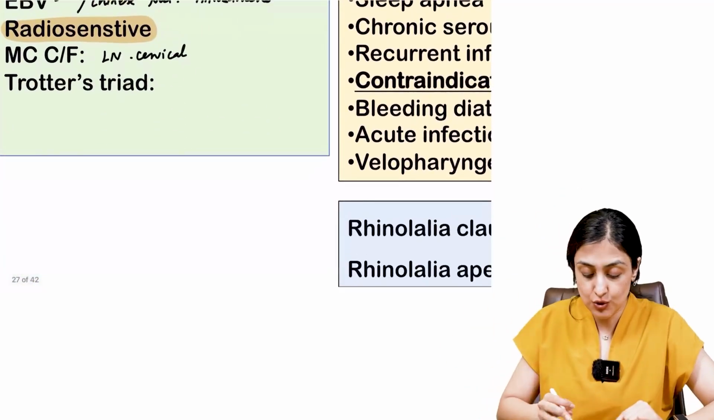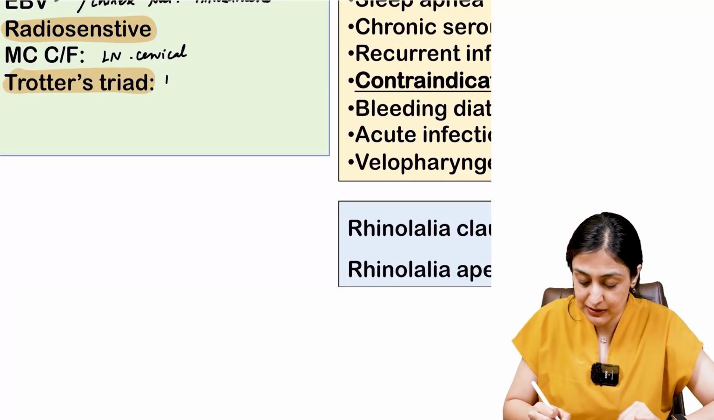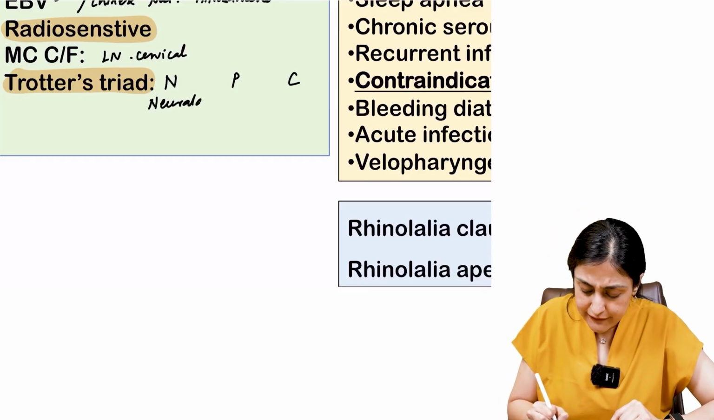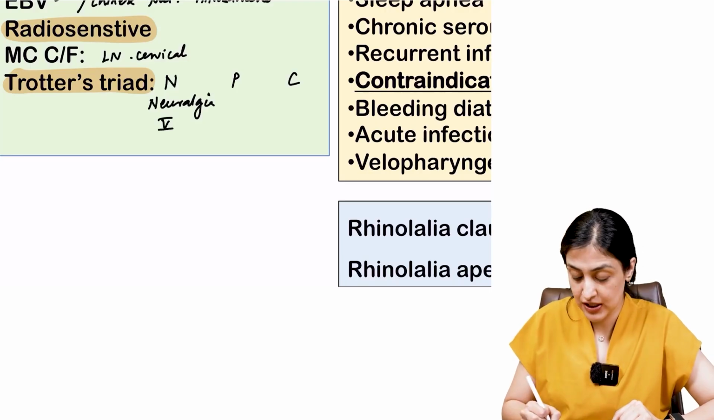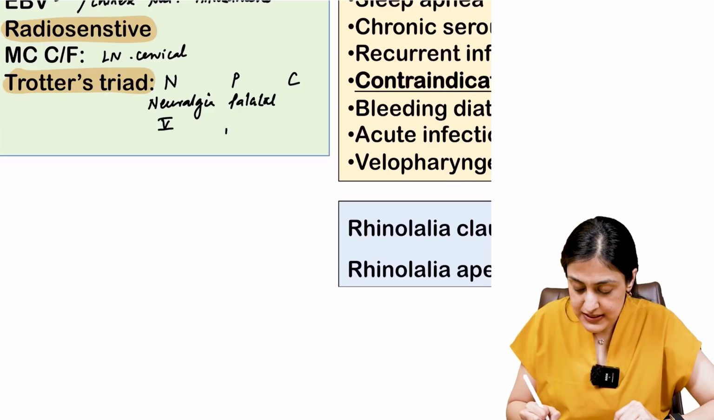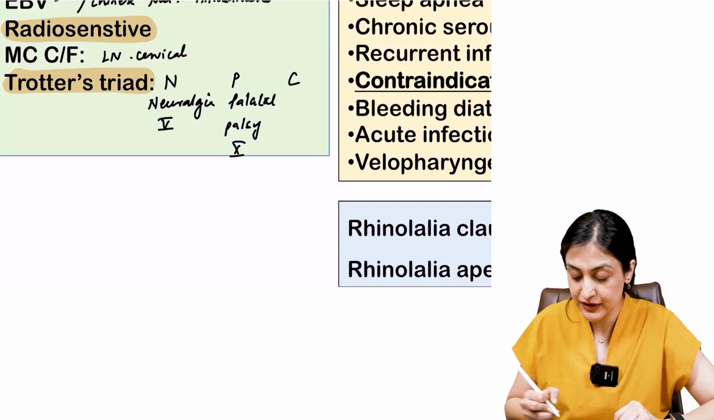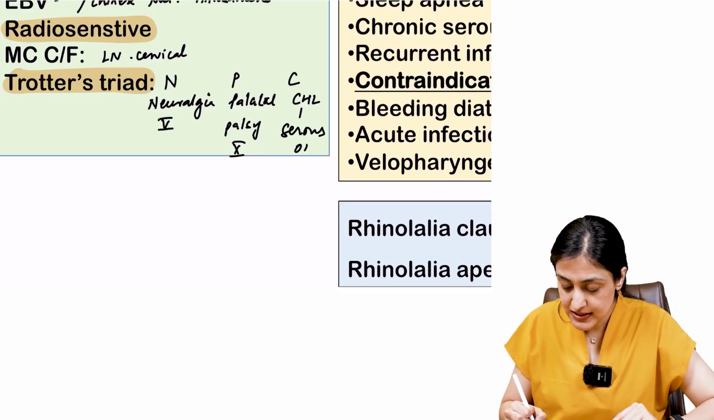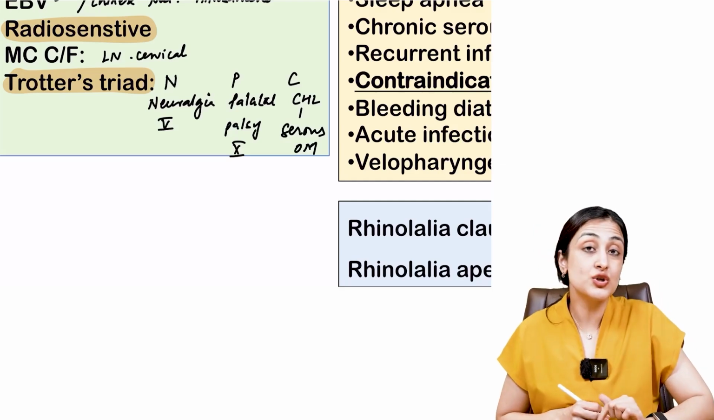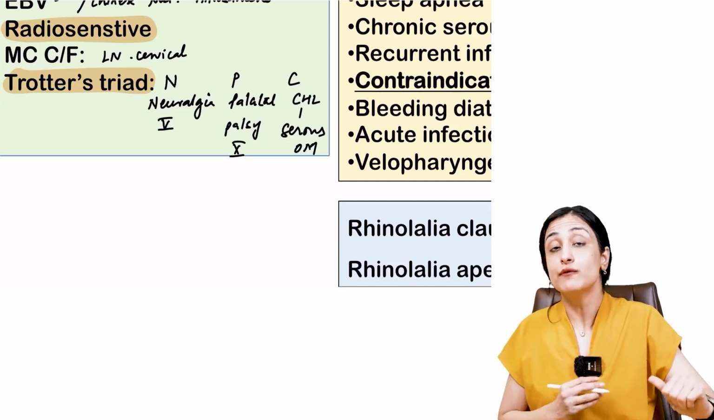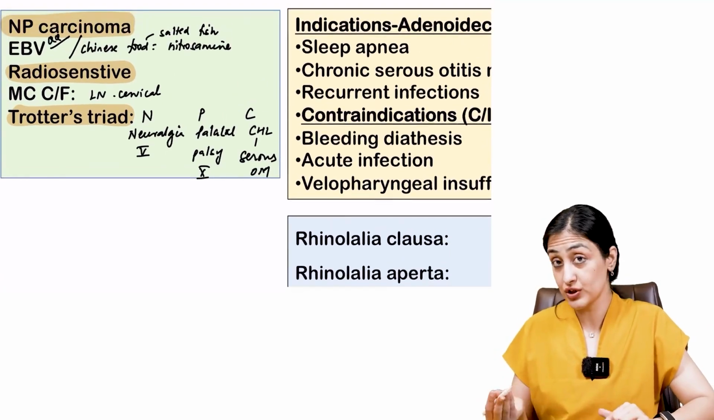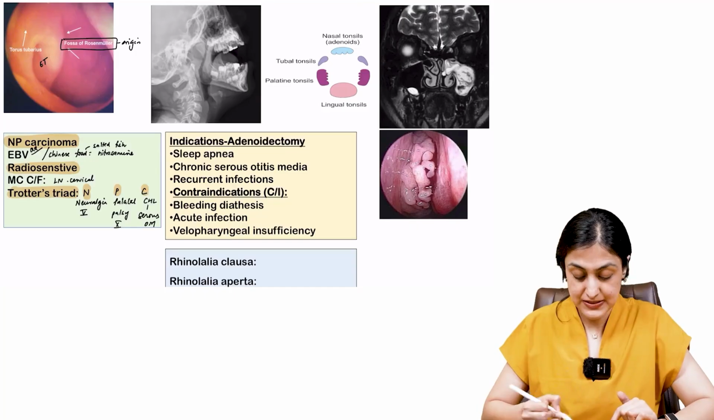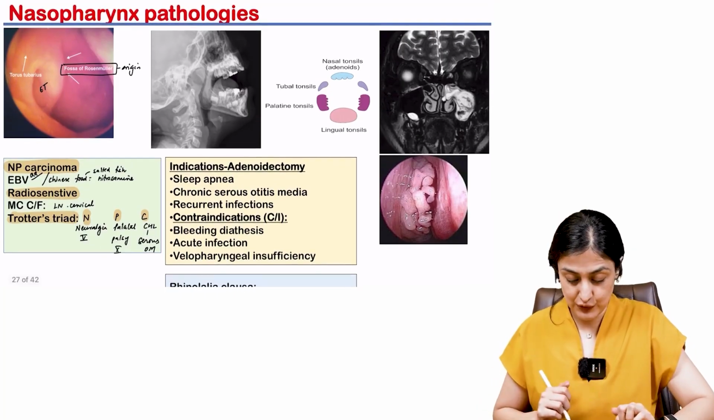So that gives us the Trotter's triad, which can be remembered as NPCA. N for neuralgia. Which neuralgia? Trigeminal neuralgia. P for palatal palsy, right? Because of the 10th cranial nerve. And C for conductive hearing loss. Why does that happen? That is nothing but serous otitis media. Because the eustachian tube gets blocked, as we had learned, we will have glue ear or serous otitis media. So we can put a grommet, but we'll have to treat the primary lesion. So remember, NPC. This is nasopharyngeal carcinoma.